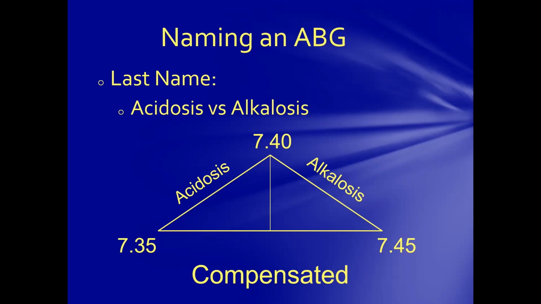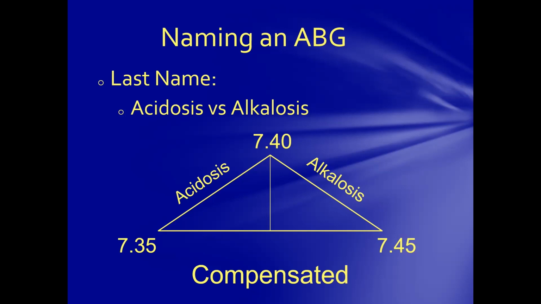Anything greater than 7.40 is going to be leaning towards alkalosis. And that's how we determine what our last name is in a compensated pH. So if your compensated pH is 7.37, you're leaning towards the acidosis side. Yes, it's still a normal pH, but your last name will be acidosis. Likewise, if your pH is 7.42, yes, it's a normal pH, but you're leaning towards an alkalosis. So your last name will be alkalosis.